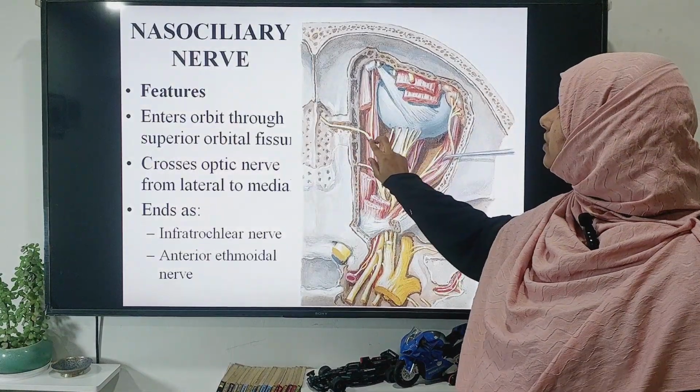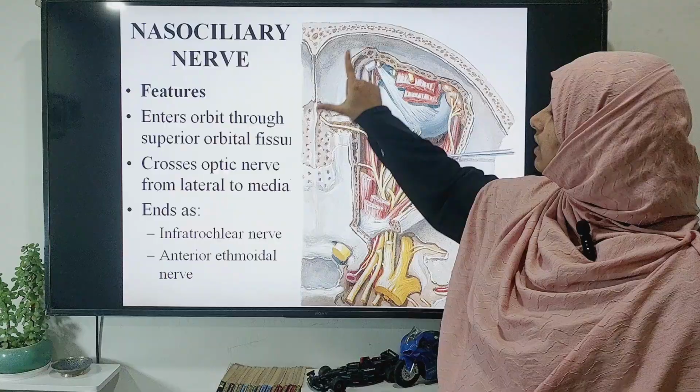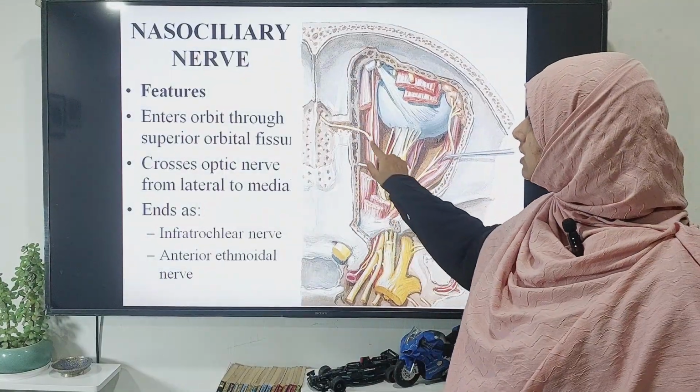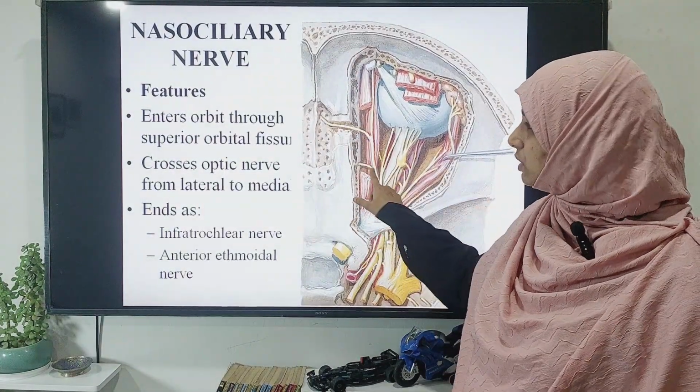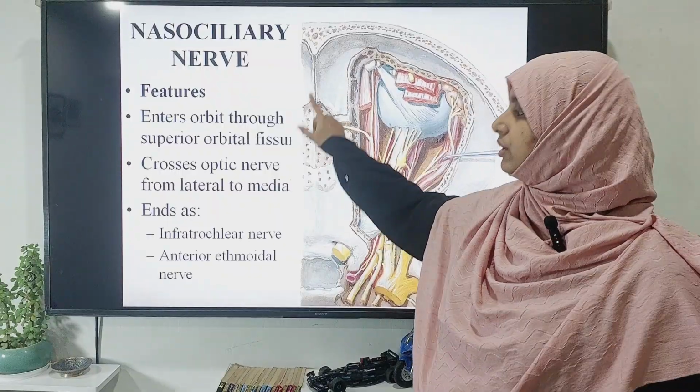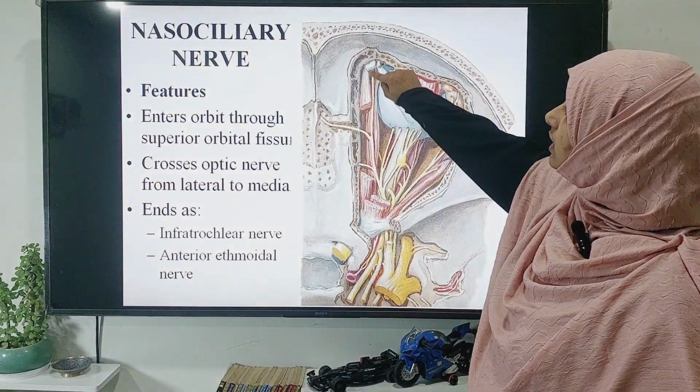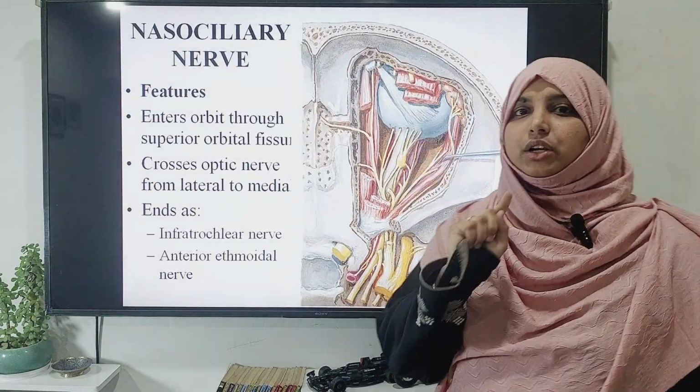Okay. And then finally it is going to terminate by dividing into two branches. One is anterior ethmoidal artery. Okay, this one was posterior ethmoidal. This is anterior ethmoidal artery. And then finally exiting as infratrochlear artery.